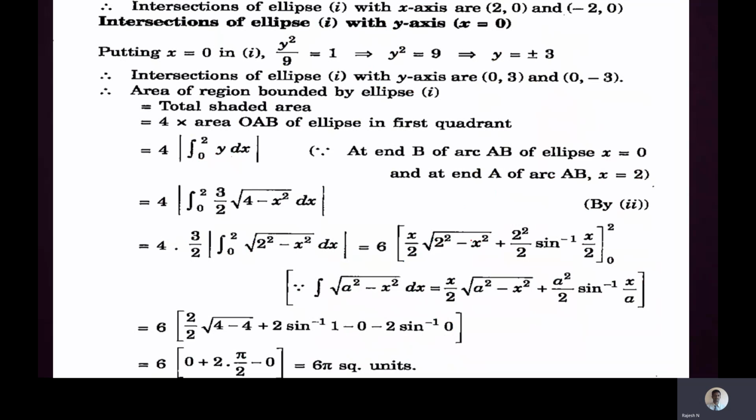So 6 into x by 2 into root of 2 squared minus x squared plus 2 squared by 2 into sine inverse x by 2. Apply upper limit and lower limit. If you apply the limits, 2 squared minus 2 squared is 0. Then this is 2 squared by 2, 2 sine inverse 1. All other terms are 0. So 2 into pi by 2. So what is the answer? 6 pi square units.